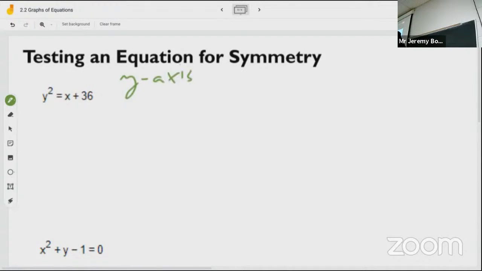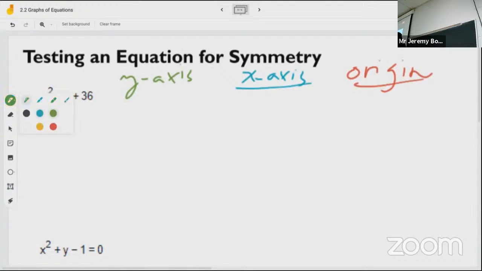It really doesn't matter what order you do them in either. I would probably do the origin last because then you kind of know what to do with them. But it doesn't really matter. I think we did x-axis first last time. I don't remember. But let's say we do them in this order: the y-axis, x-axis, origin.